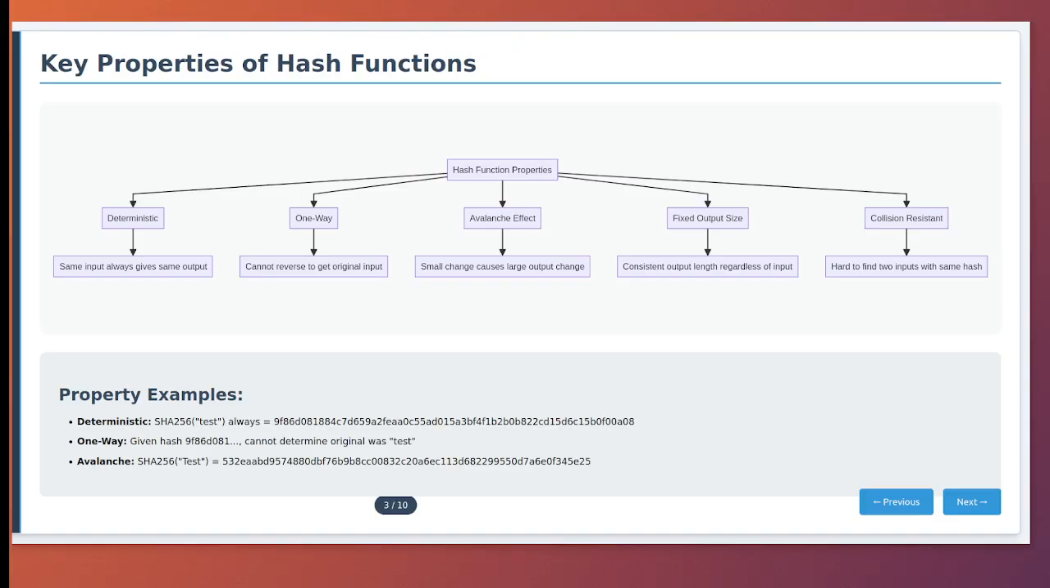Deterministic behavior is the bedrock. When I hash a file to verify its integrity, I need to know that the hash will be identical every time. This property enables everything from password verification to blockchain mining.